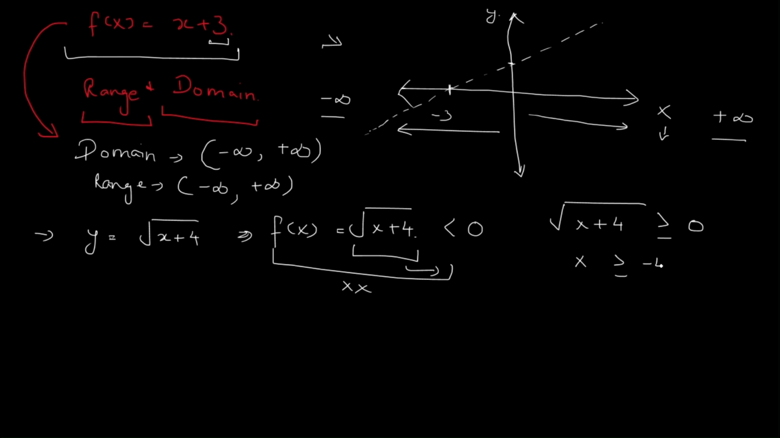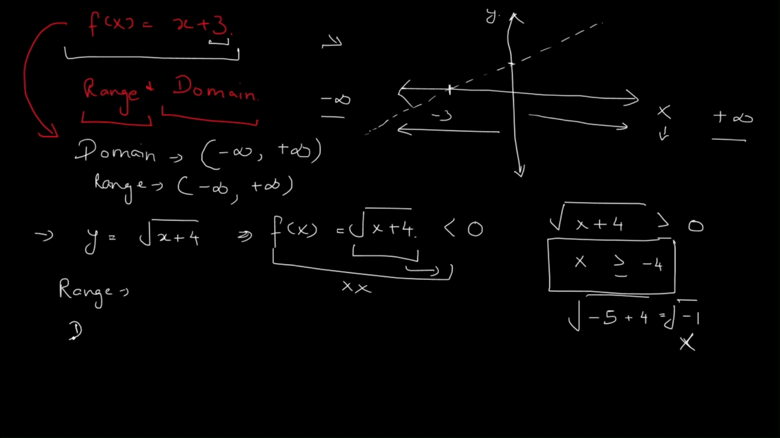Simple as that. x cannot be minus 5, because if x is minus 5, then minus 5 plus 4 gives us minus 1 under the root. This is not defined. So here the range and domain will be tricky. I want you guys to pause the video and think about these two values for this function.